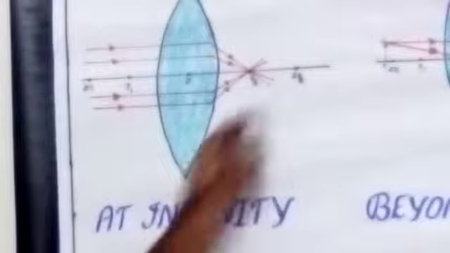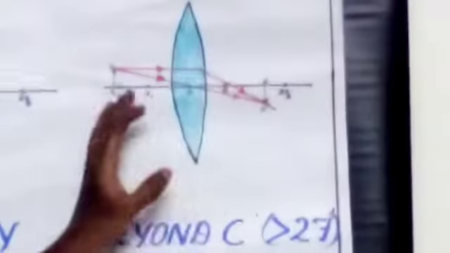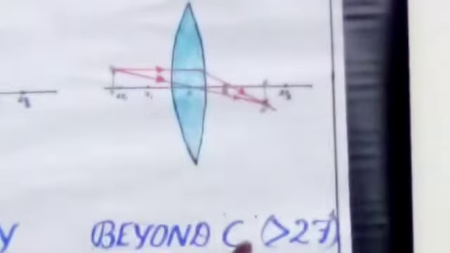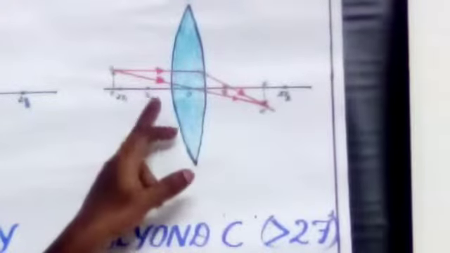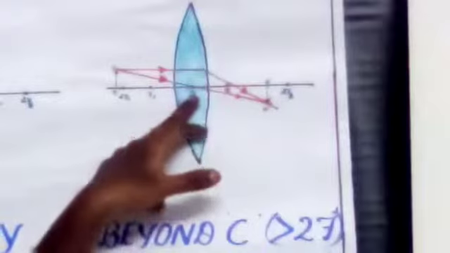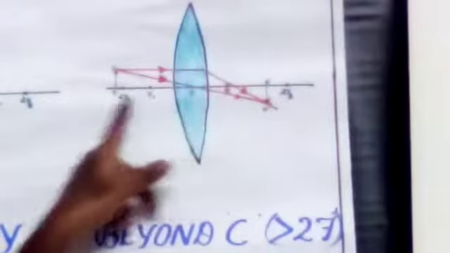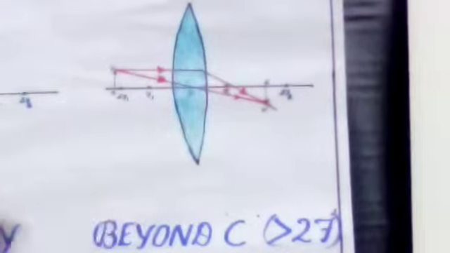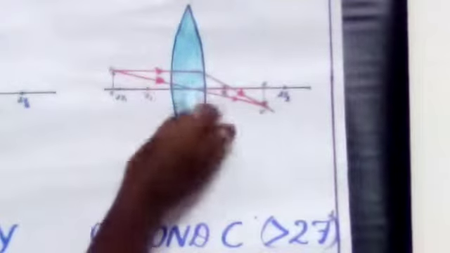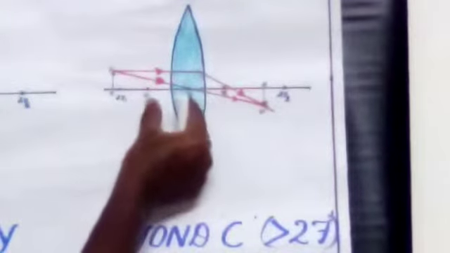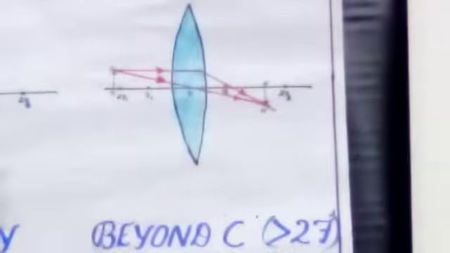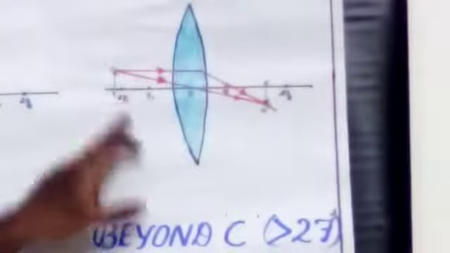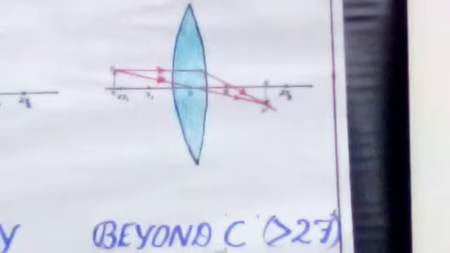Second, if the object position is beyond C. Here C denotes the center of curvature. We mark the optic center O, then F1, and here 2F1, double this value. From the optic center to F1 is the focal length, so double the focal length is the point called 2F1. This 2F1 is also called the center of curvature, so we mention the letter C here.